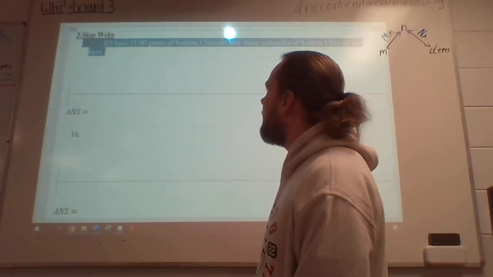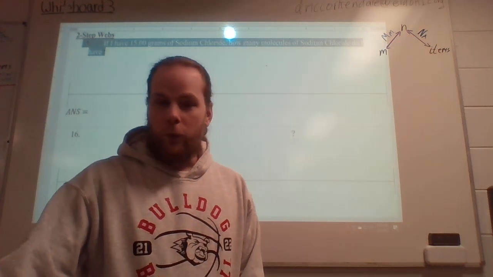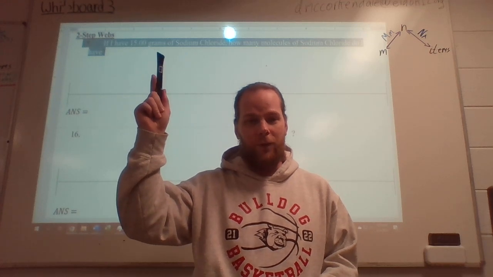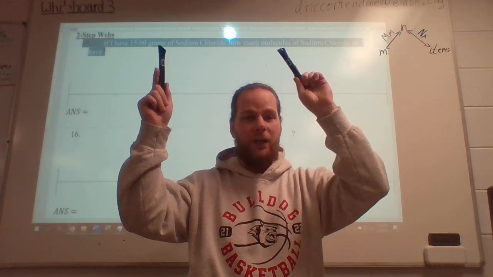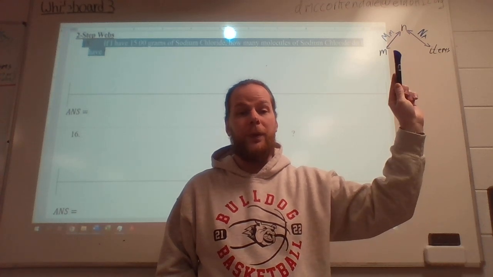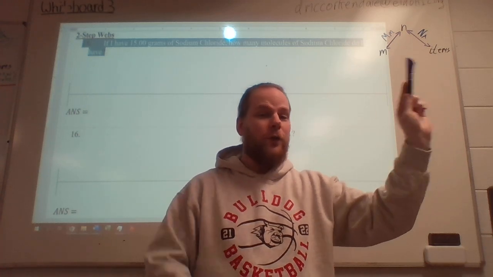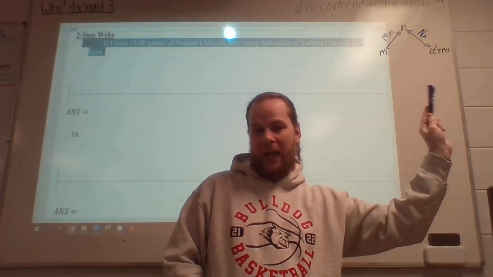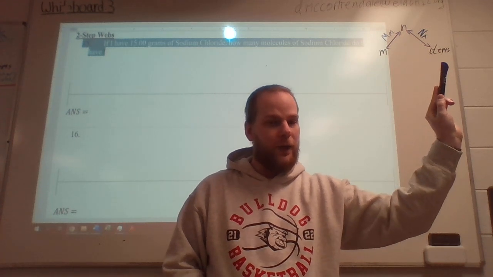So this question, we have 15 grams of sodium chloride. How many molecules of sodium chloride do I have? So what makes this different, we have 15 grams, that's a mass, and it's asking for how many molecules. That's items. So instead of jumping one of these arrows, we're jumping two of them. We have to go from mass to items. But you'll notice there is no arrow connecting these two. You can't go straight from mass to atoms. You have to go from mass to moles to items.